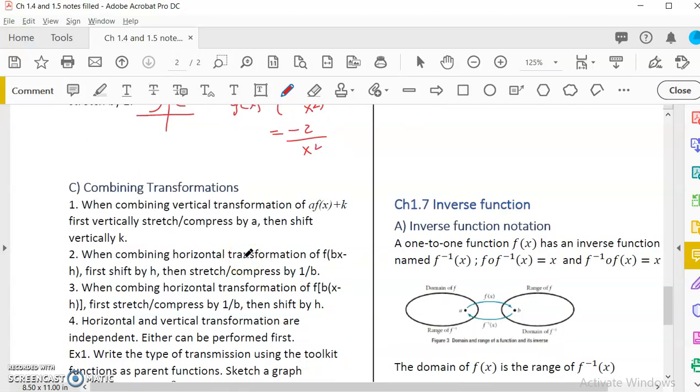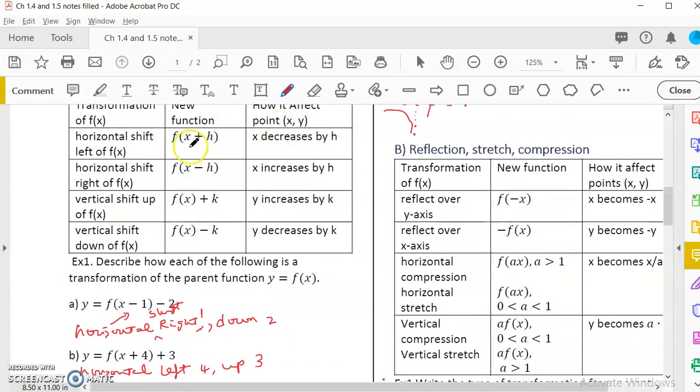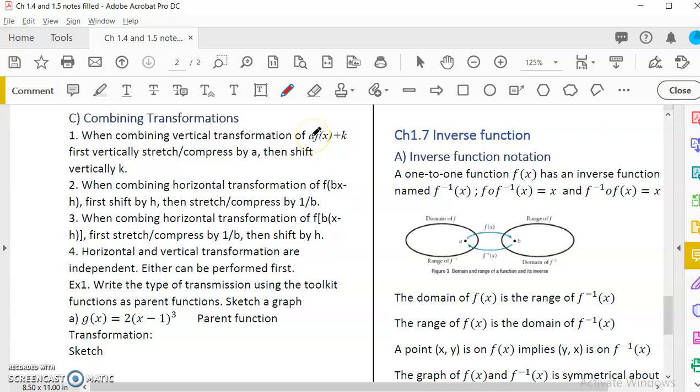The last thing we want to do is combine the transformations. So we know the stretch and reflection, and then earlier we have the shift up and down. If someone gives us a formula that is a f of x plus k, what should we do? Should we do the shifting first and then the vertical stretch, or should we do the vertical stretch and then the shift? So the general idea is, if we have vertical stretch and also vertical shift, we always do the vertical stretch first and then apply the vertical shift.